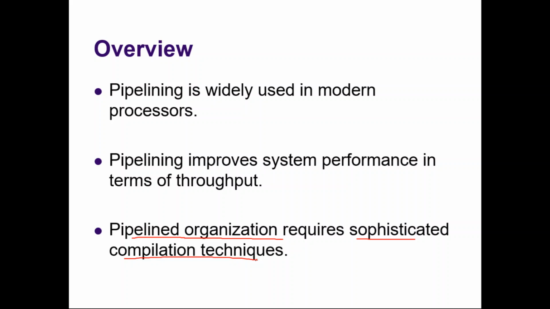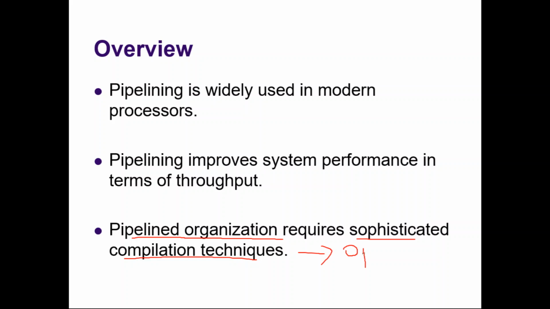So those compilers should be sophisticated. Then only pipelining is possible. Otherwise, pipelining may not be possible. So please keep in mind that pipelining expects that the compiler should be sophisticated, or you can call it an optimized compiler. These optimized compilers, the sophisticated compilers, can also be called optimized compilers.